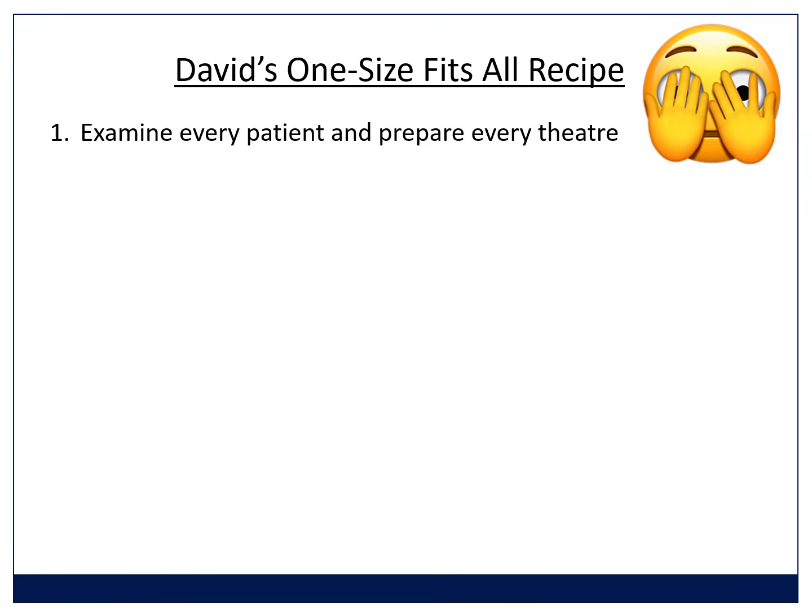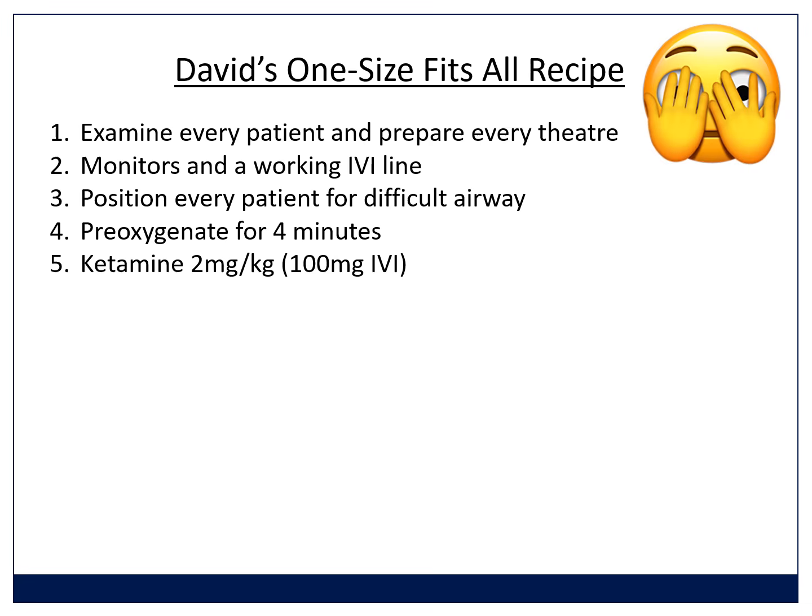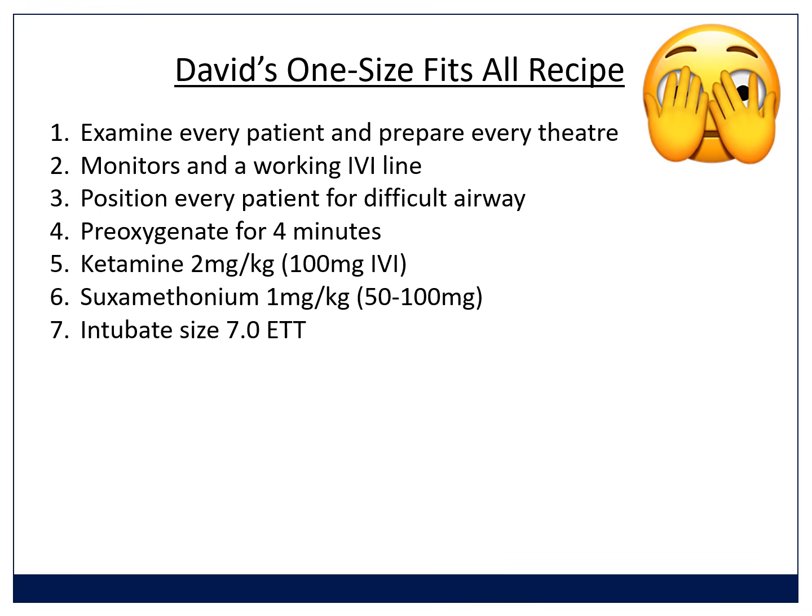I would examine every patient and prepare every theatre. I would put monitors on and a working IV line. I'd position every patient as if I was going to have a difficult airway, and I would pre-oxygenate for 4 minutes. I'd give an induction agent. In this example, I've picked ketamine, and use succinylcholine if it was a full stomach, or rocuronium if it wasn't. I would intubate with a size 7 ET tube or a 7.5. It's usually 7 for a female and 7.5 for a male, but you have to look at the patient.